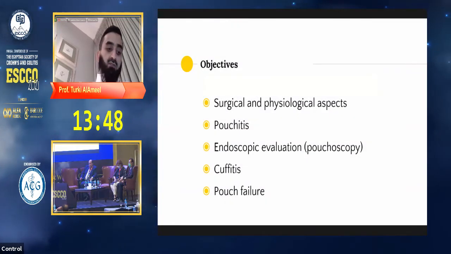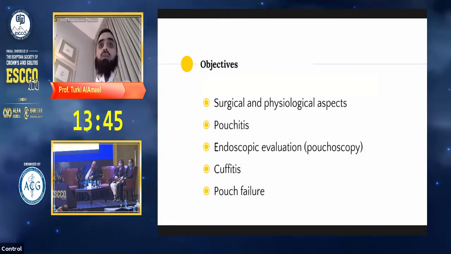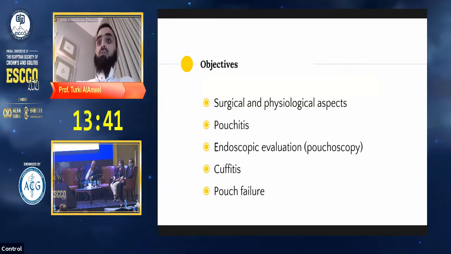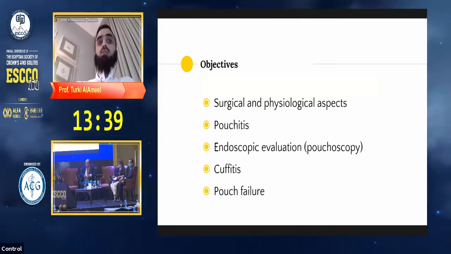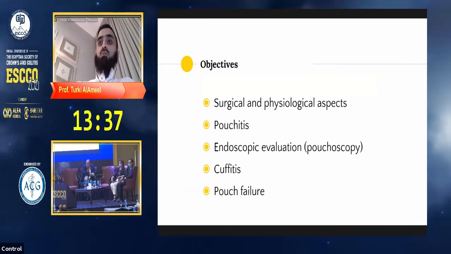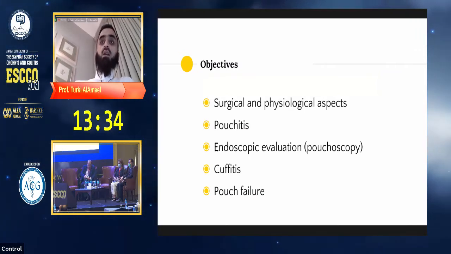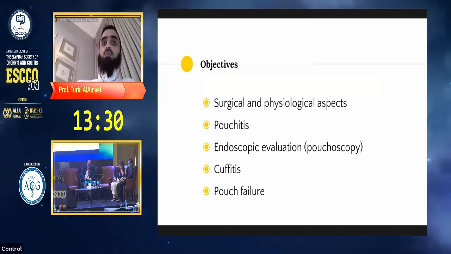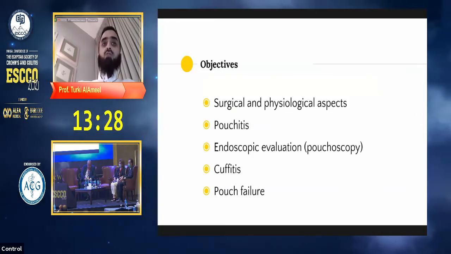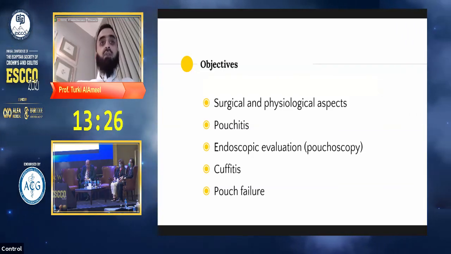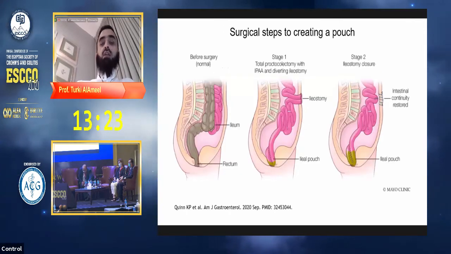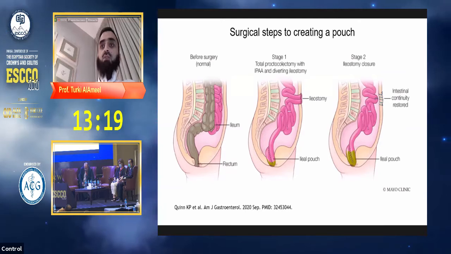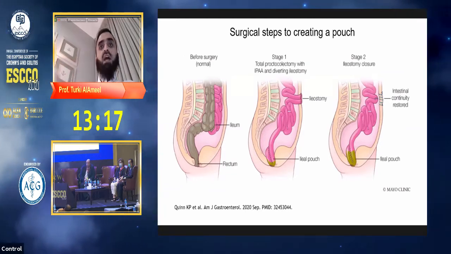Over the next 15 minutes or so, I hope to go over some practical, surgical, and physiological aspects that are of relevance to practicing gastroenterologists. We'll talk about pouchitis, the most common inflammatory complication related to pouch surgery. I'll give some tips about endoscopic evaluation of the pouch, and then we'll talk about cuffitis, and finally, the unfortunate outcome of pouch failure.